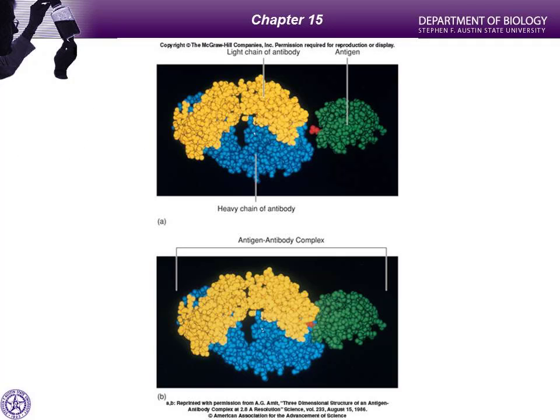So in this space-filling model, we have the light chain in yellow, the heavy chain in blue. This is our variable region. So here we have a pathogen in green, and the red is the very specific antigen that's going to be recognized by that variable domain and have that perfect fit in that pocket, so that this antibody can bind very specifically to this antigen of this pathogenic molecule.